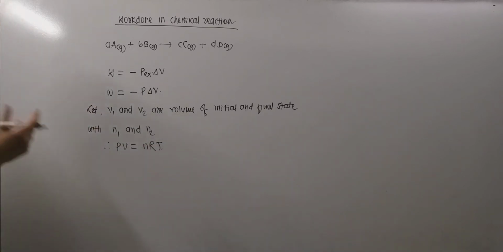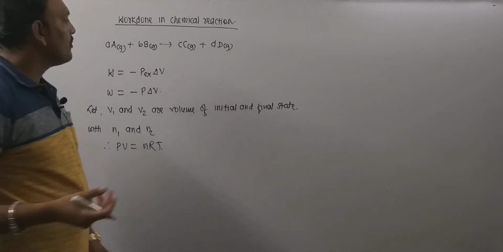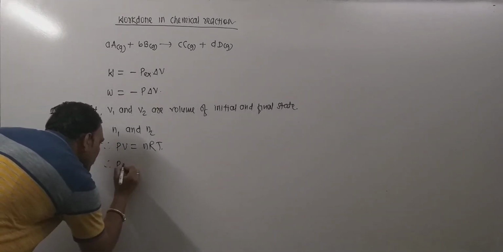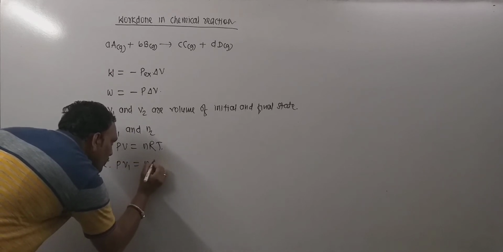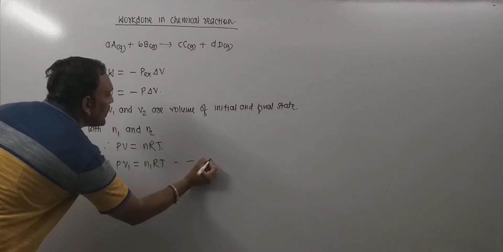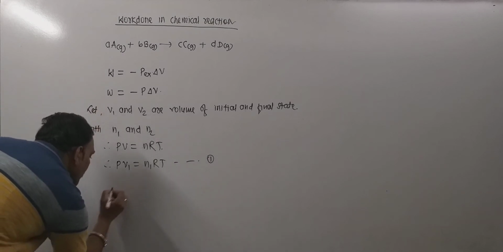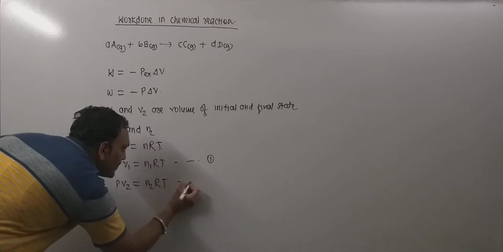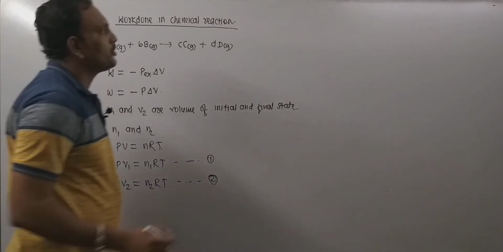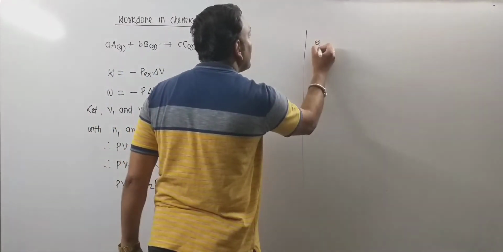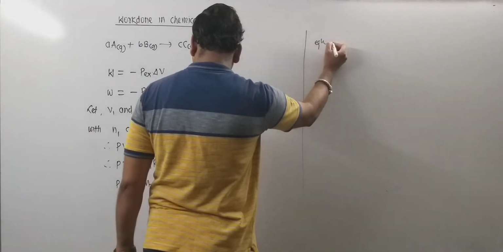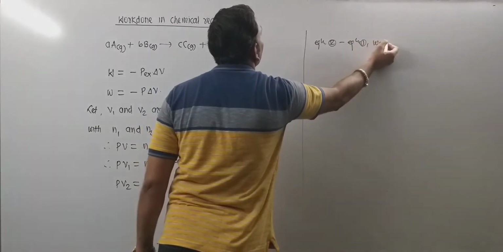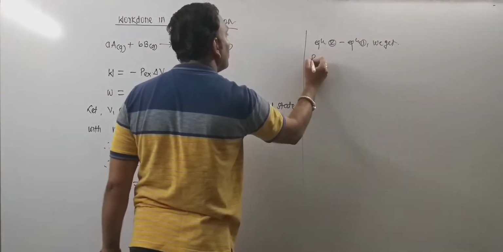So at constant pressure and temperature, for the reactant one can write this as PV1 is equal to n1RT. This is equation 1. And for the product, PV2 is equal to n2RT. This is equation 2. So by subtracting equation 1 from equation 2, we get what?